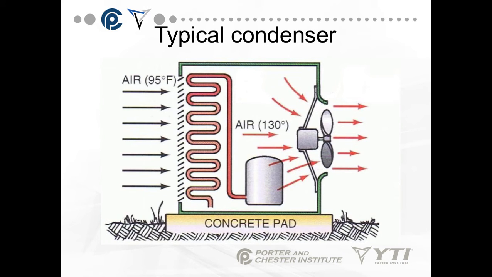This is an example of a typical condenser. We're pulling air. The ambient air surrounding the condenser might be 95 degrees. The air blows across the condenser coil, which is hot, and the air absorbs heat out of the hot condenser coil and then might discharge from the condenser at 130 degrees.